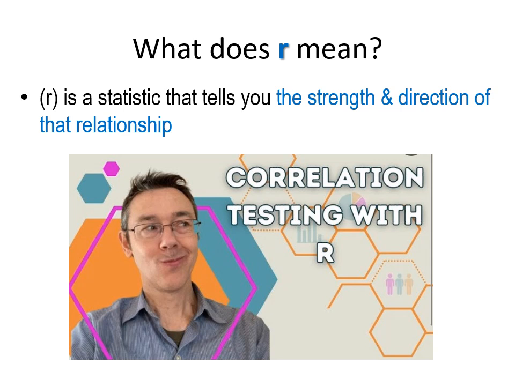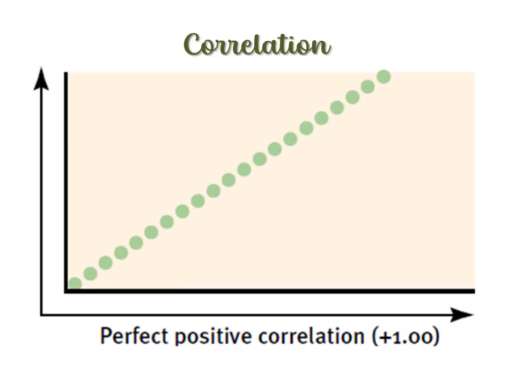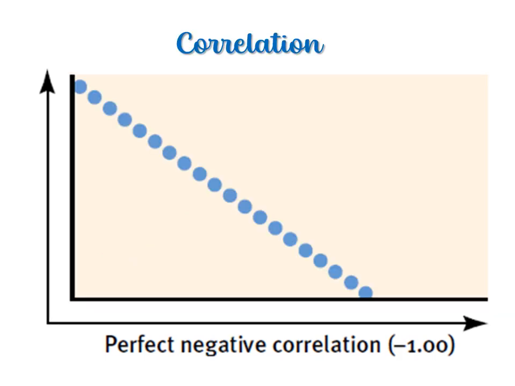And what does the R mean? R is a statistic that tells you the strength and the direction of the relationship. So we have a perfect positive correlation, which is +1, and we have a perfect negative correlation, which is -1.